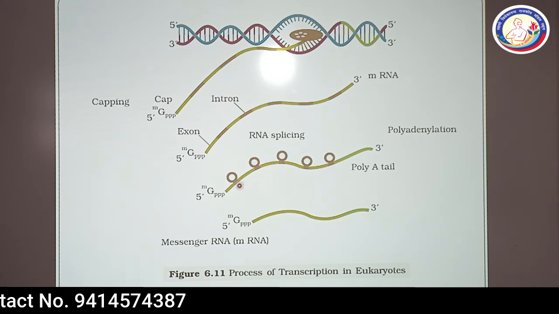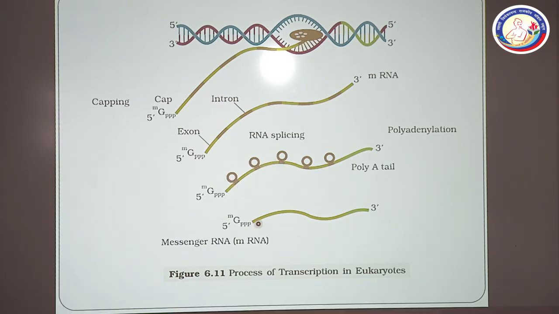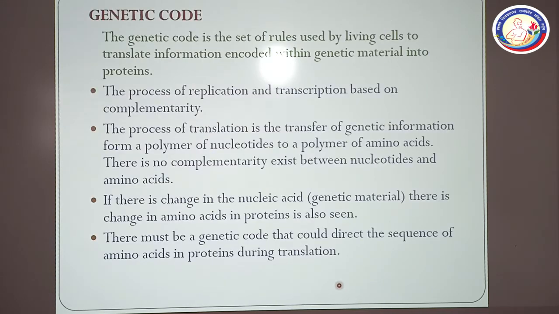And what will you see? These rounded structures are showing the spliceosomes that are cutting the orange colored part, and now it becomes active mRNA, and this is known as the process of transcription in eukaryotes.